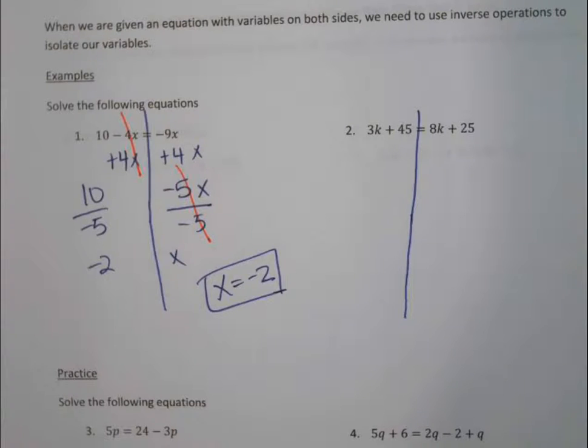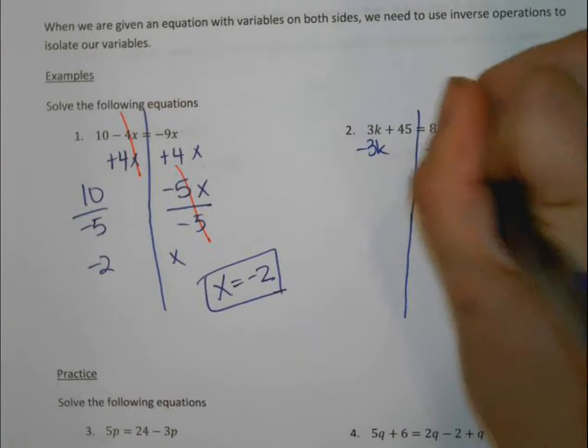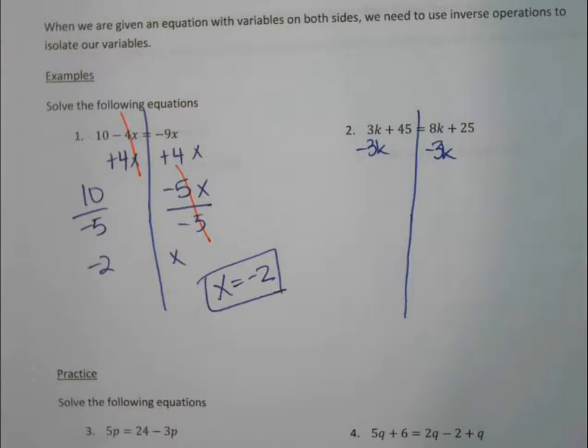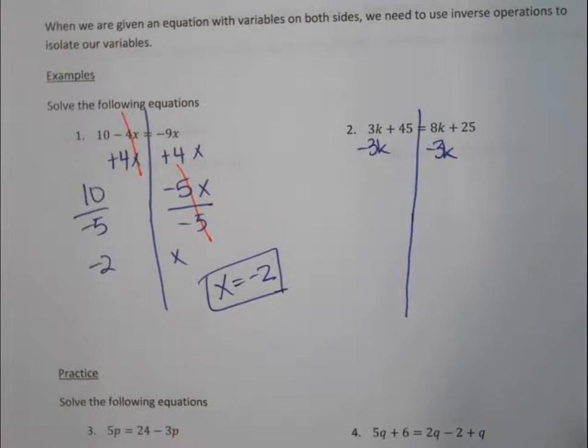Moving on to number 2, I can actually move the variable or the number to the other side. I am going to just move 3k. I could have moved 8k, I could have moved 45, I could have moved 25. I'm just picking 3k because it's the smallest number.